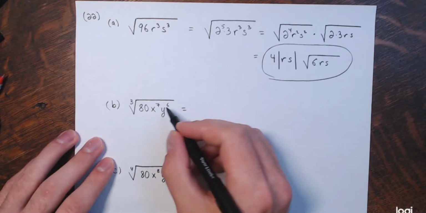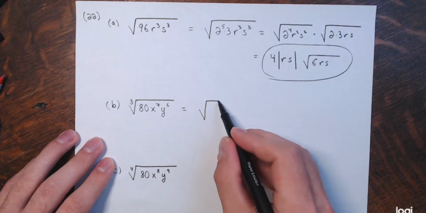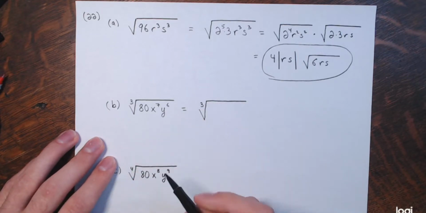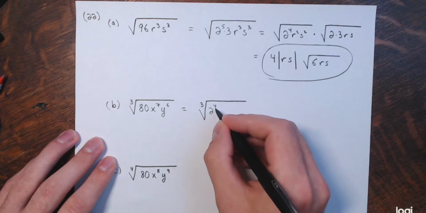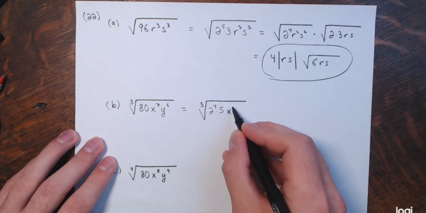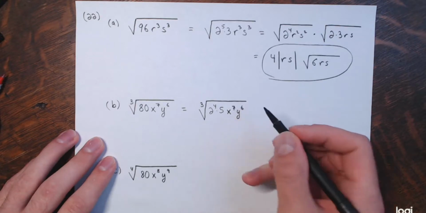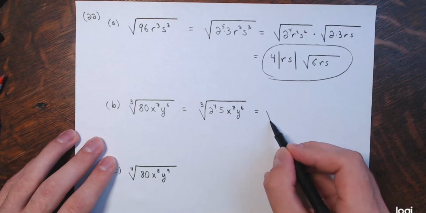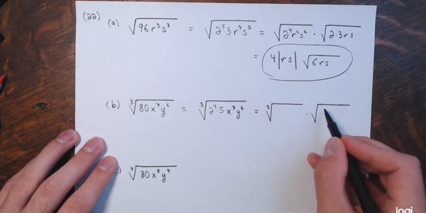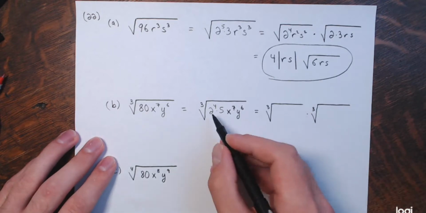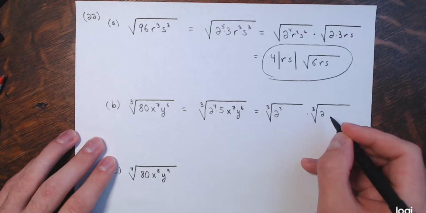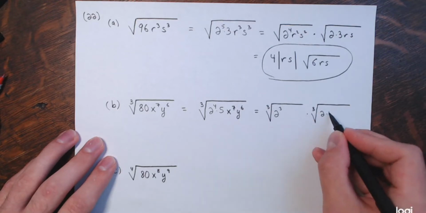Alright, next is a cube root. So again, first thing I'm doing is factoring the radicand. Now 80 is 16 times 5, that's 2 to the 4th times 5. And then times x to the 7th, y to the 6th. Break this up into the cube root of cubes times the cube root of not cubes. 2 to the 4th I can break up to 2 to the 3rd times 2. And then 5 will go in with the times 2.